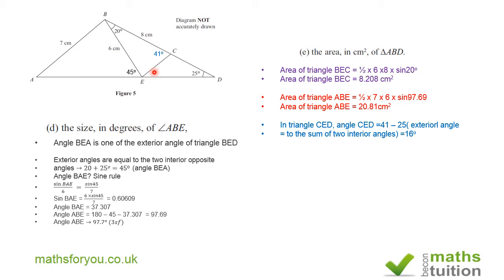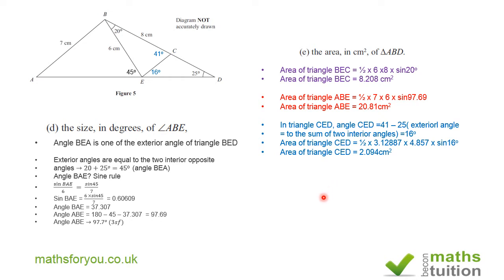So we know the side CE, we know the side ED. There is an included angle there. So half AB sine C applies. So the area then becomes half times 3.1287 times 4.8567 times sine 60 degrees. And that gives us a value of 2.094 centimeters squared.